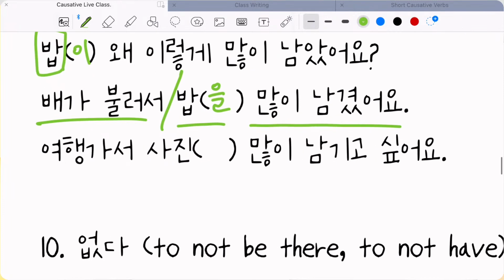그 다음에 how about this one? 여행 가서 사진 blank 많이 남기고 싶어요.